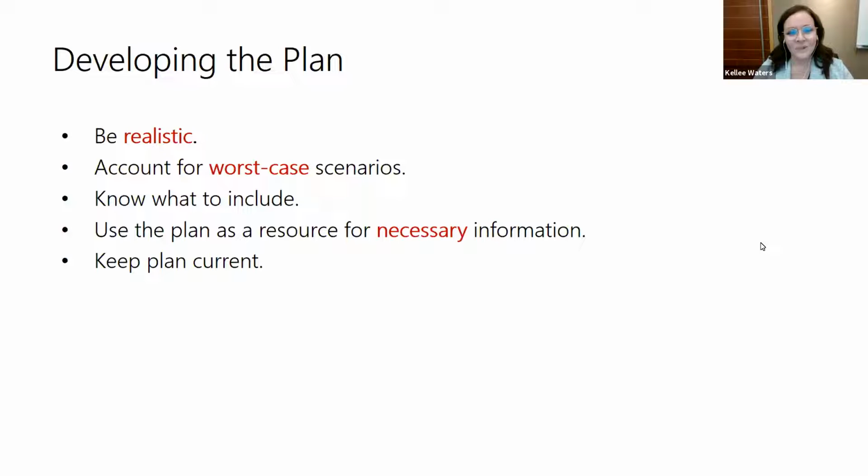And then knowing what to include, knowing your area. You're experts on where you respond. So you know your communities, you know who lives there, you know what languages they speak, you know the socioeconomic levels, you know your resources, you know who your partners should be. And those are the things that should go in a plan. We're going to talk a little bit more about that in a second. The plan should be a resource for necessary information. It doesn't need to be complicated. Again, this is as developed and detailed as you want it to be.